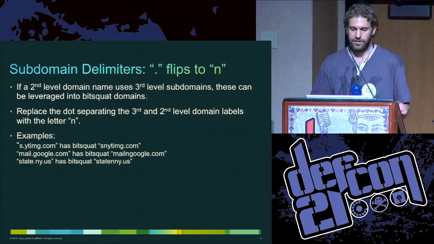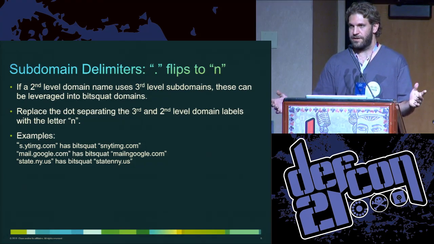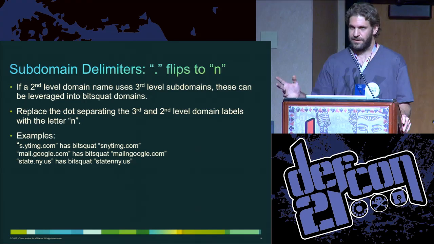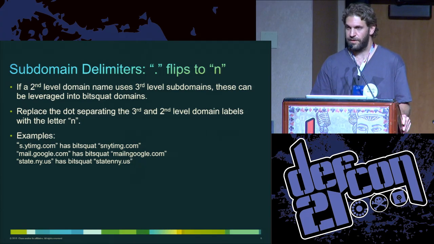snytimg.com. Another interesting one was the state of New York. So every state in the United States has a state.something.us. You can basically replace that second dot there from the right with a letter N and see some traffic.